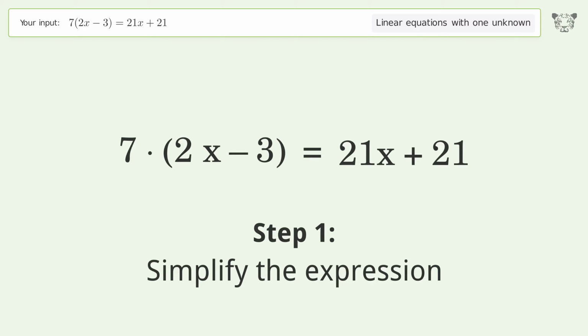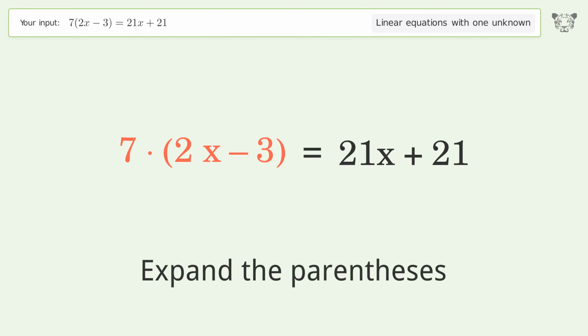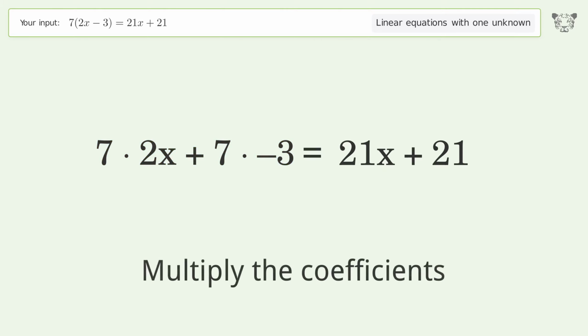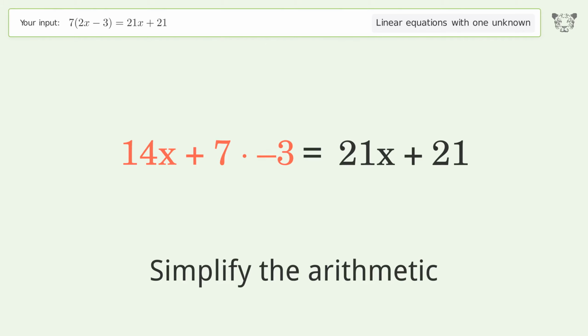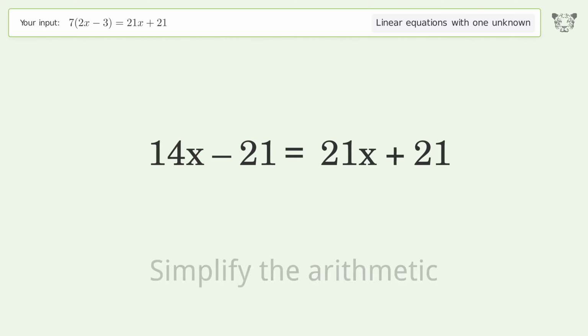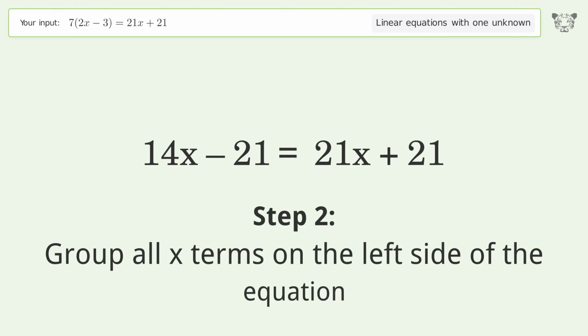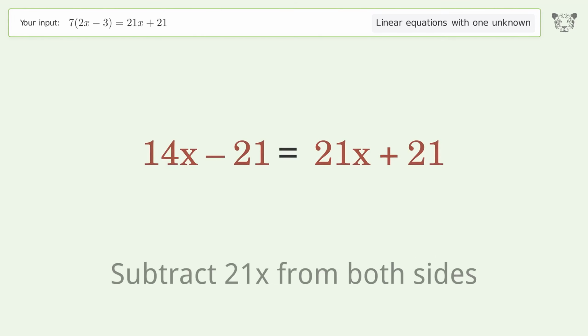Simplify the expression. Expand the parentheses. Multiply the coefficients. Simplify the arithmetic. Group all x terms on the left side of the equation. Subtract 21x from both sides.